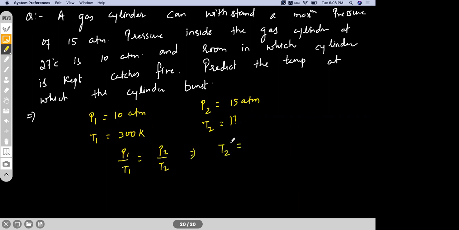So the temperature at which the cylinder bursts is 15 into 300 divided by 10, which is 450 Kelvin. The question was pretty simple. I gave you this question just to emphasize one thing here. Sometimes in this kind of question, they will give the melting point of the cylinder as, suppose, 400 Kelvin.